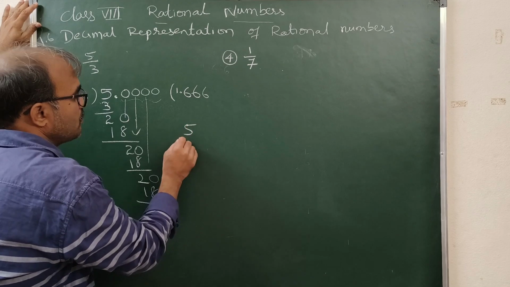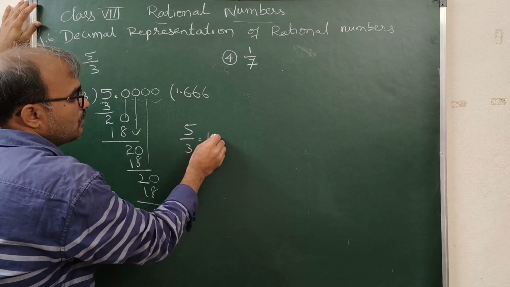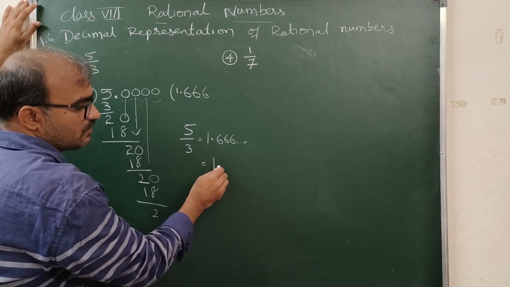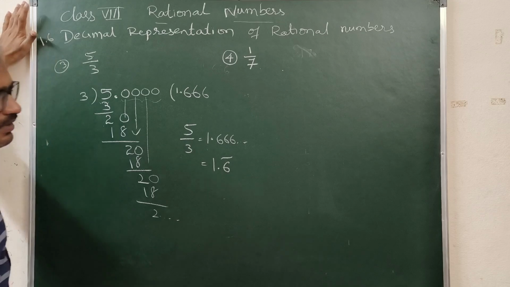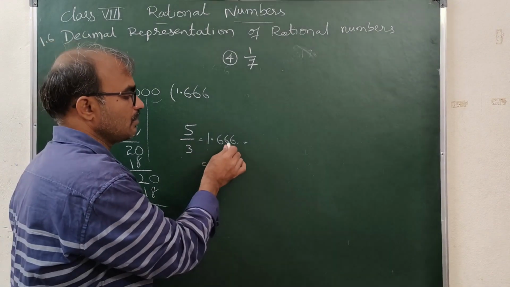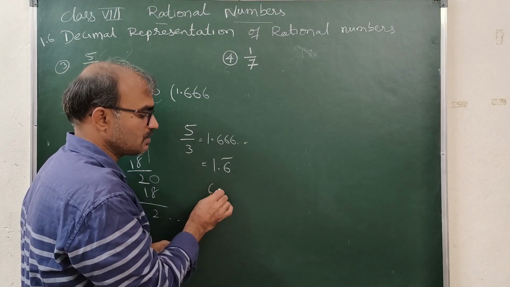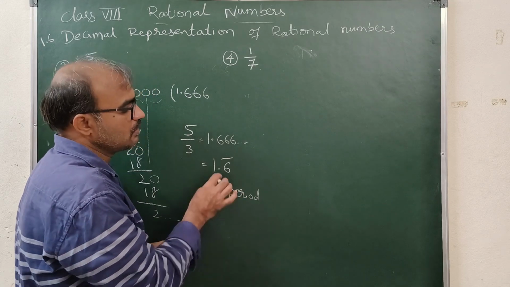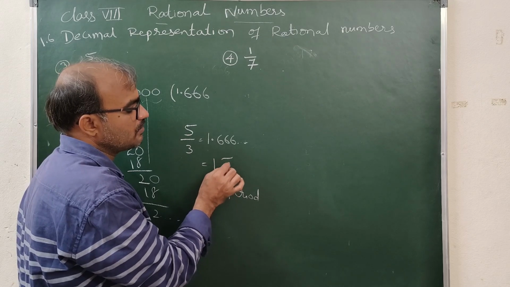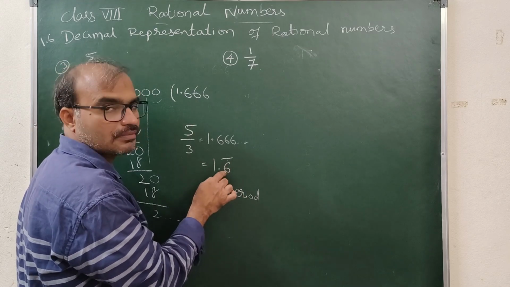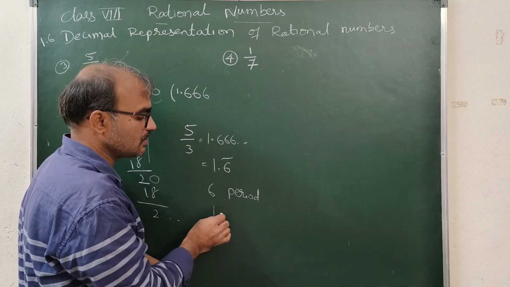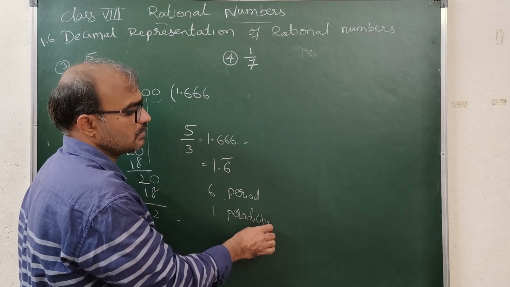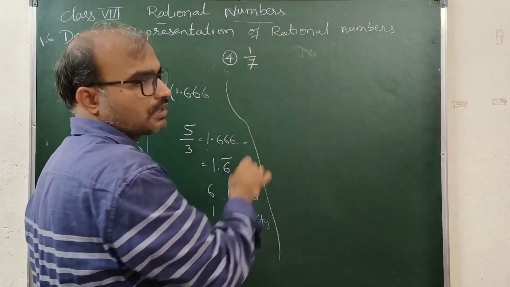So that is 5 by 3 is equal to 1.666 dash dash dash. This can be written as 1.6 bar, right? So here the repeating number is 6. Repeating number is 6. That is called period of the decimal, right? And the number of digits in the repeating part is only 1. How many digits are repeating here? Only 1. So that 1 is called periodicity. Right? Remember this. Let's continue the second problem.